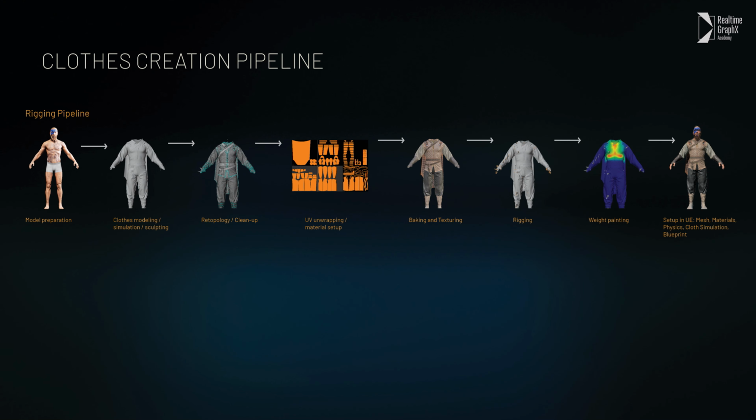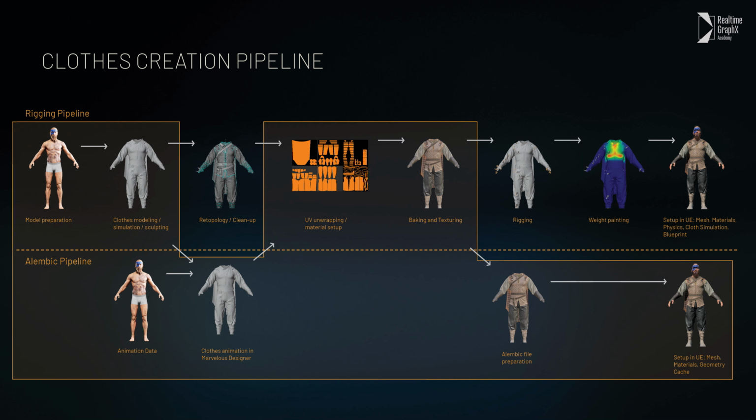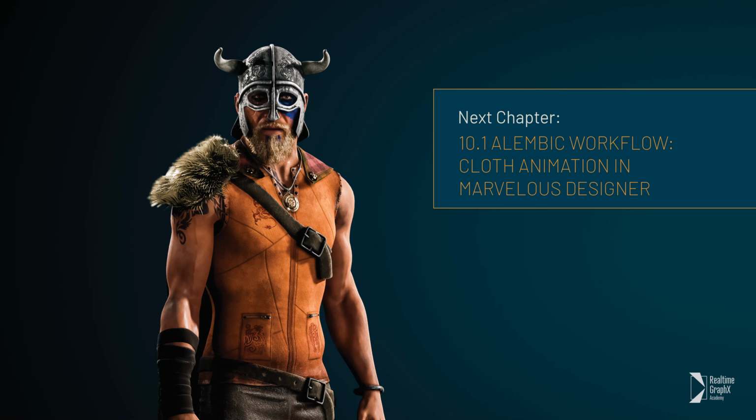Alright, this concludes the whole clothes creation pipeline for characters in Unreal Engine. In the next chapter I will also introduce you to the Alembic cloth animation workflow, where you basically simulate the clothes behavior directly in Marvelous Designer and then export the animation data as a geometry cache file to be used in Unreal. See you there!